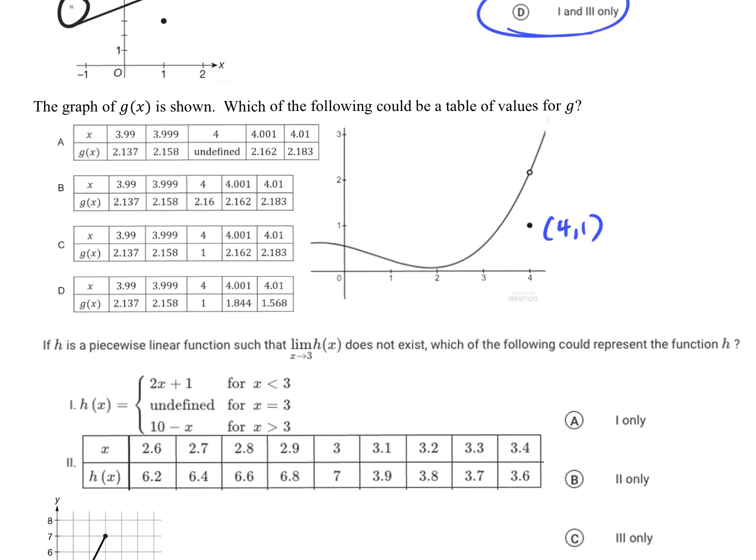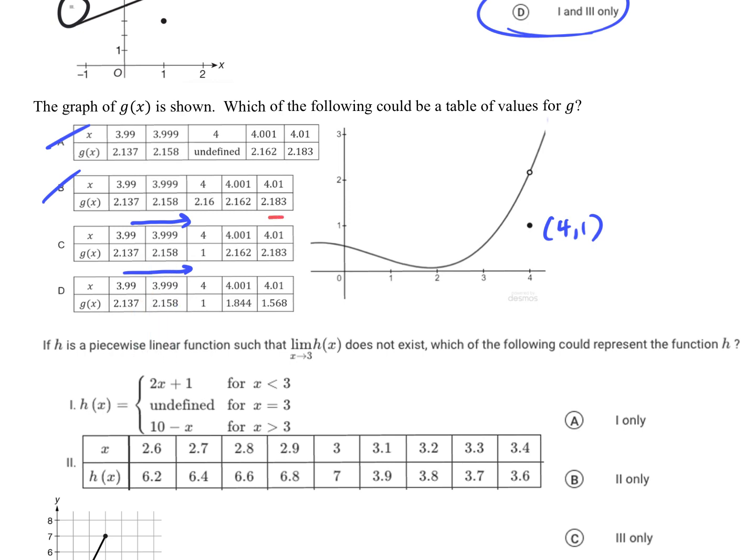What do we feel like? Which ones are we keeping? Which ones are we getting rid of? Keep C and D, I agree. A and B, you gone. Now, as I approach 4 from the left side, that means I'm from the left side of 4. So when I'm coming in from the left, 3.9, 3.99, these match. So I guess we only need to look at the right side, correct?